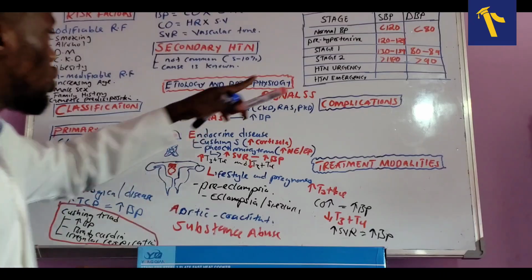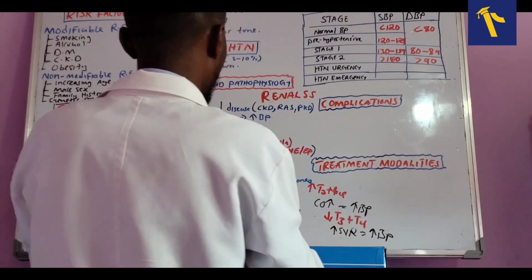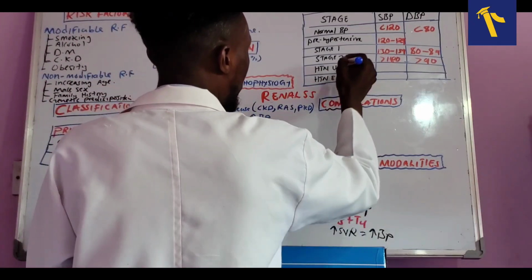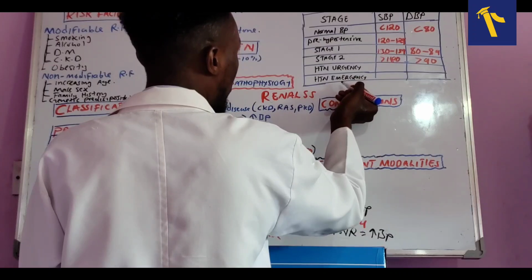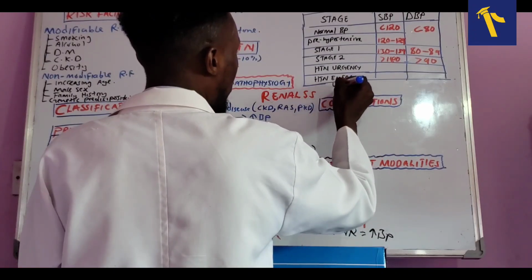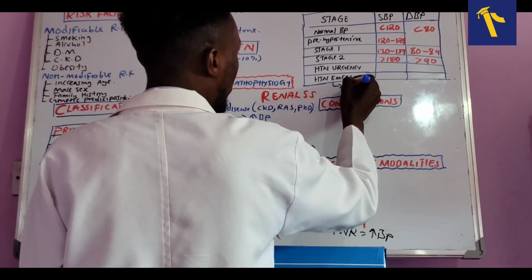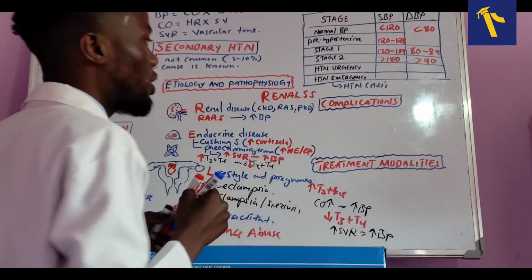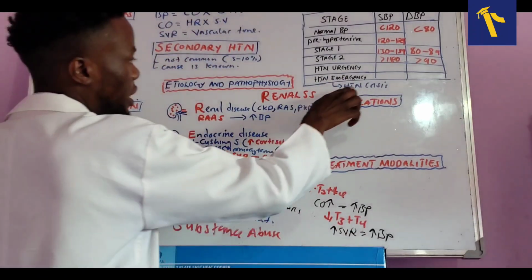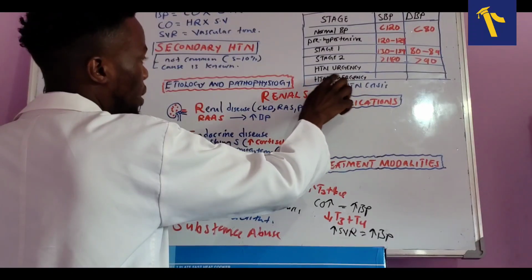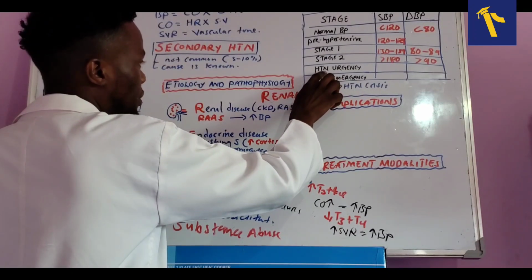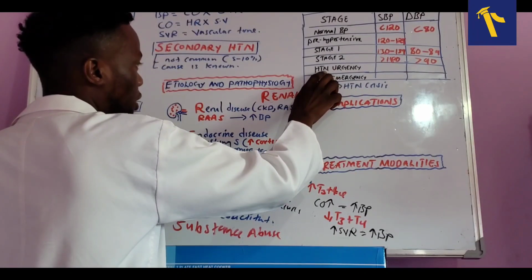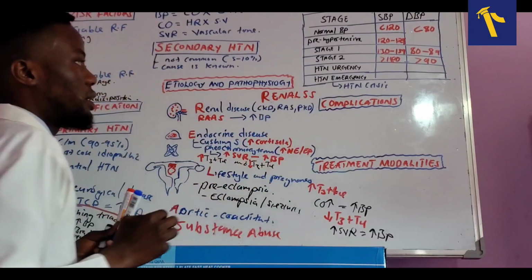Okay. Now let's talk about hypertensive urgency and hypertensive emergency. These last two fall under what we call hypertensive crisis. Okay, so you need to pay attention to that. So in hypertensive crisis, you are going to have the two important types: hypertensive urgency and hypertensive emergency.